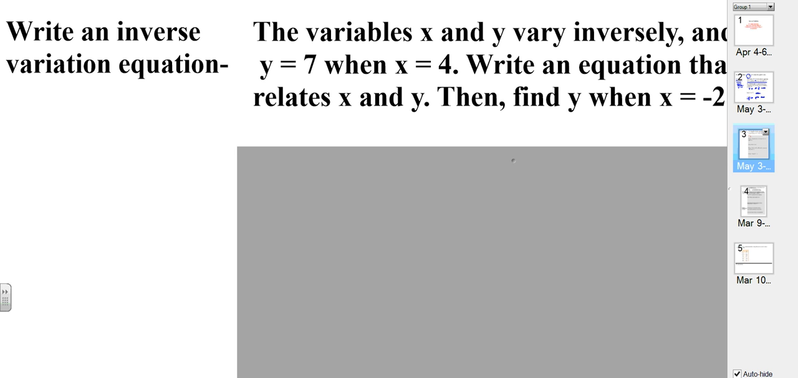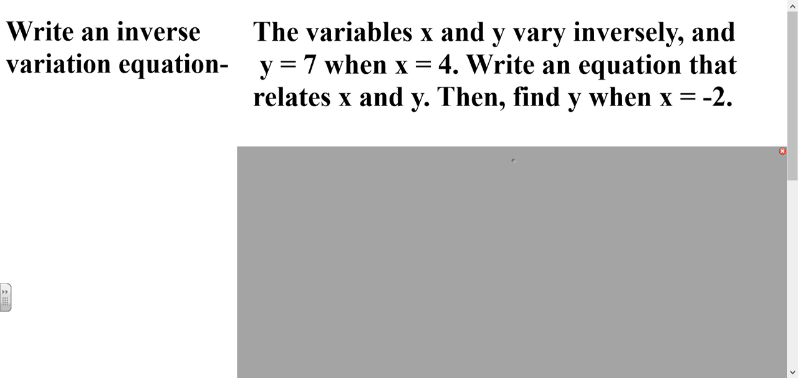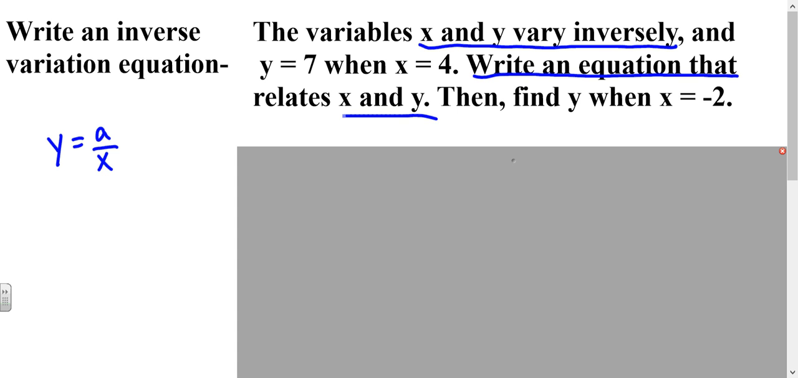Okay, now we're going to write an inverse variation equation. It says that variables x and y vary inversely. So we know just from that phrase that we're going to be using the equation for inverse variation, which is y equals a divided by x. We know that y equals 7 and x equals 4, so we can plug these into this equation. And it says write an equation that relates x and y.